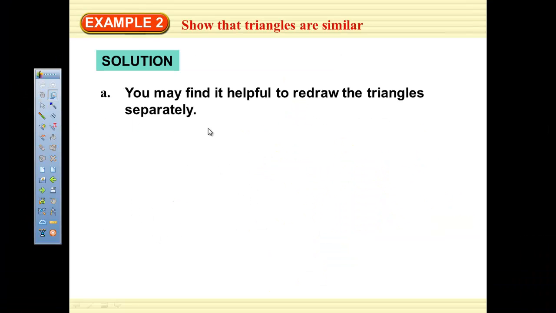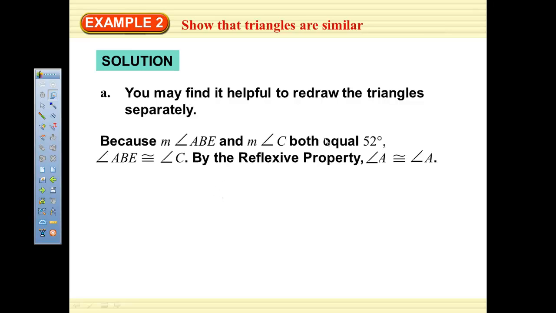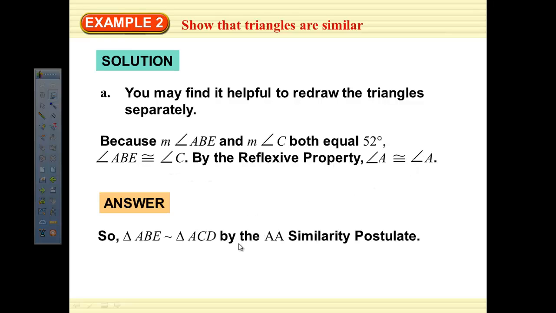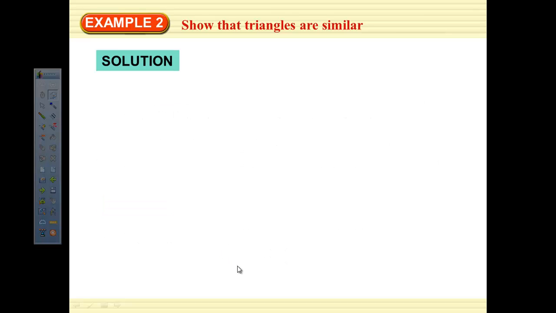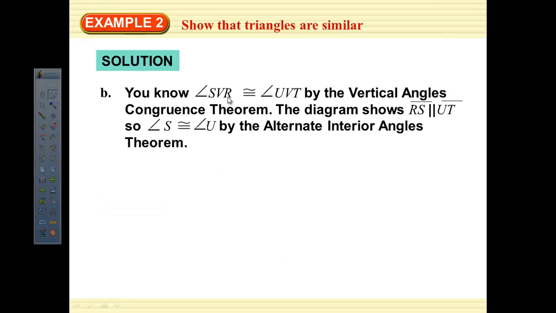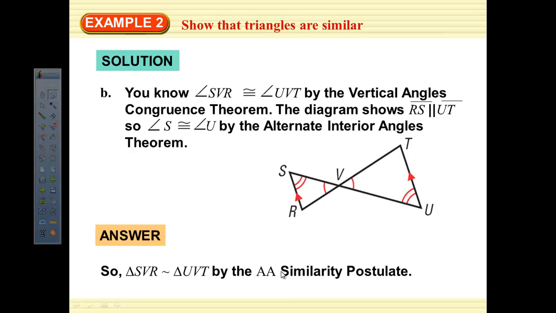Alright, so for the first one again, if you draw them separately, we know those angles are 52, and so those are congruent, and reflexive property for angle A congruent to angle A, so those two triangles are similar. For the second one, we know vertical angles are congruent. We also know that S and U are congruent by alternate interior angles, because those lines are parallel. So the two triangles are similar by angle similarity.